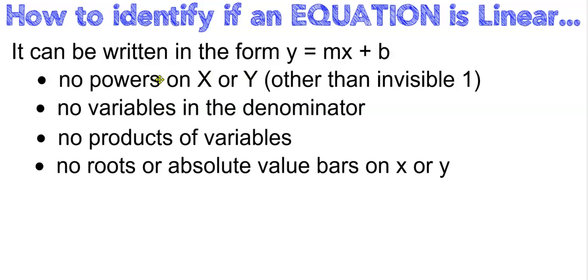If x or y have a power, it's not linear. If x or y are in the denominator, it's not linear. If x and y are multiplying each other or themselves, it's not linear. And if there's any square roots or absolute value bars, it's not linear.